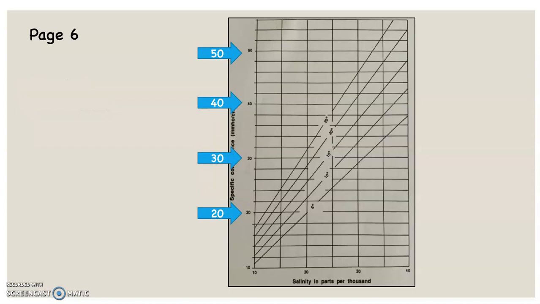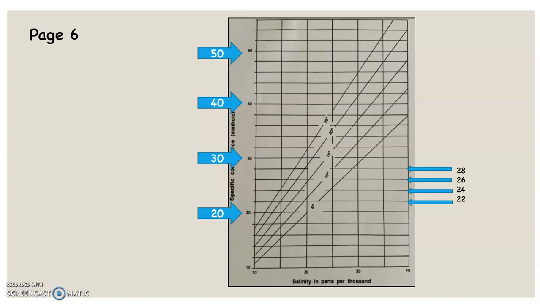Now I just drew some arrows on there for you, 20, 30, 40, 50. They're pointing at those specific conductance lines. They run horizontally across the graph, so you can see 20 going across the graph, 30 going across the graph, 40 going across the graph, 50 going across the graph. Everybody can see that, right? Okay, you can. Very good.